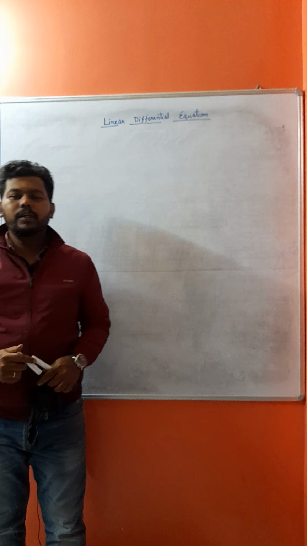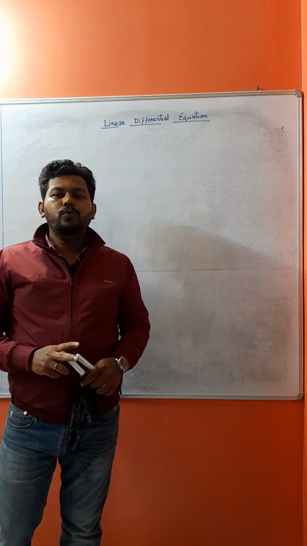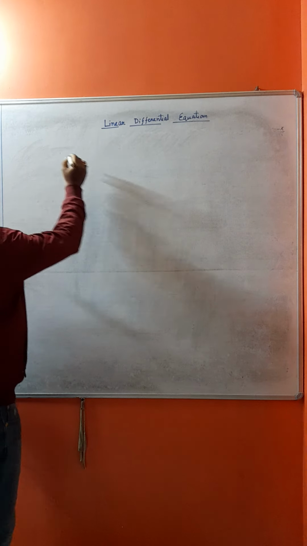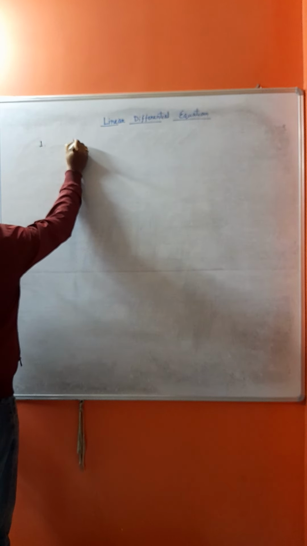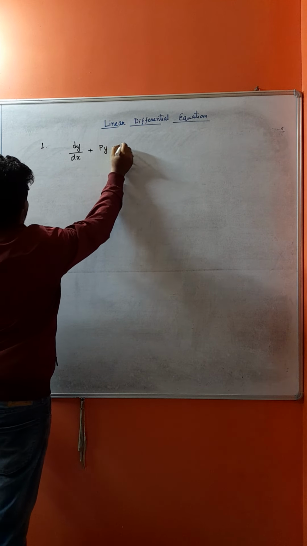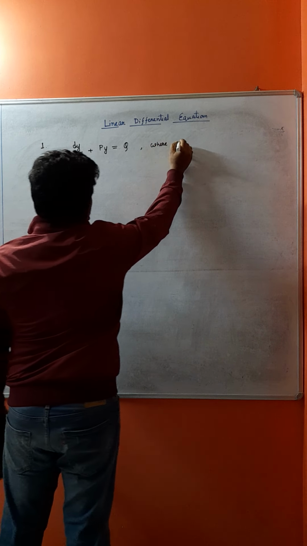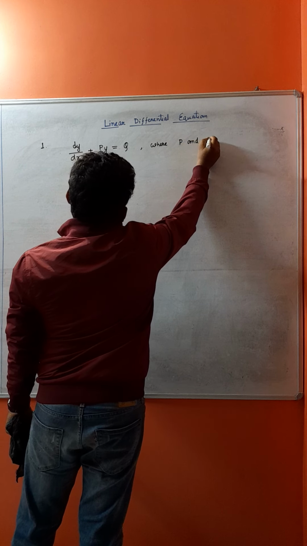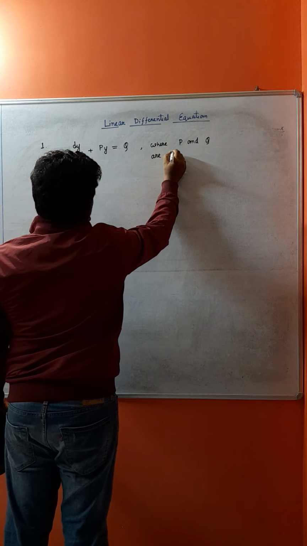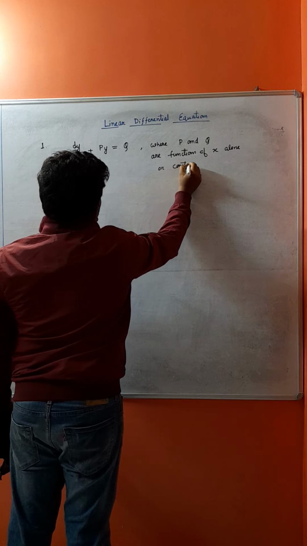Hello viewers, in today's video we will discuss linear differential equations. There are two particular forms. Number one form is dy by dx plus py is equal to q, where p and q are functions of x alone or constants.